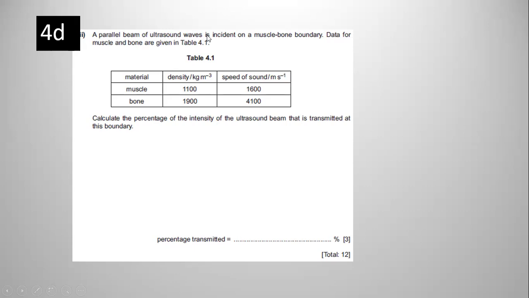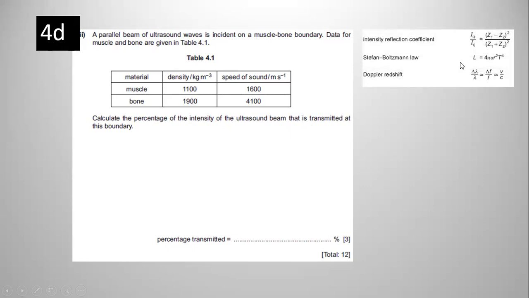Parallel beam of ultrasound waves is incident on the muscle-bone boundary. Data from a muscle and bone are given in the table. Calculate the percentage intensity of the ultrasound beam that is transmitted. Right? That's from your formula sheet. This is the intensity reflection coefficient. This is reflection, not transmission.